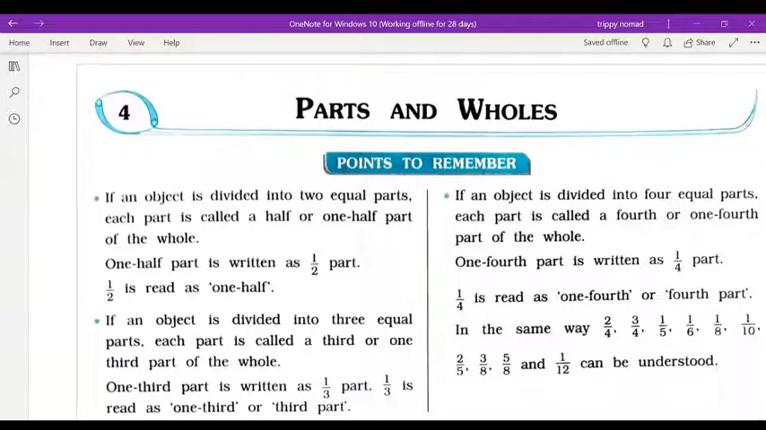Welcome back to maths class, 5th standard children. Now we are going to start chapter number 4, Parts and Wholes. Okay, first of all, parts and wholes.